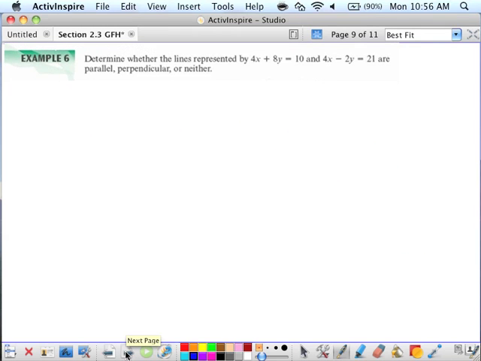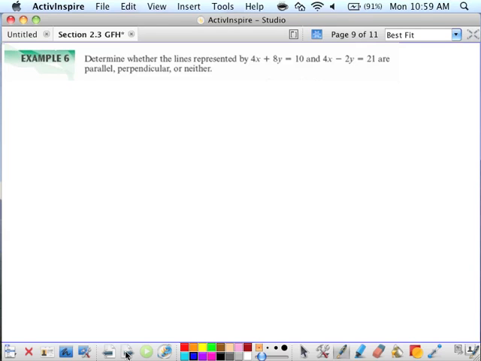Here's another problem, very, very similar. I'm going to pause for a couple of minutes and give you guys a chance to work through it on your own. It says, determine whether the lines represented by 4x plus 8y equals 10 and 4x minus 2y equals 21 are parallel, perpendicular, or neither.